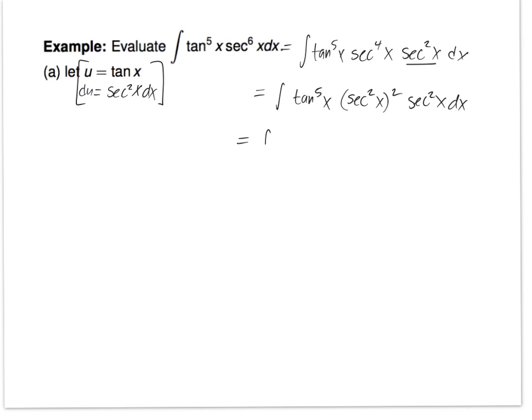Okay. Alrighty, and now we substitute, and we have the integral of u to the fifth times u squared plus 1 squared du. That's going to get big. It's not going to be so bad. It's going to be kind of big. So first, you should expand.